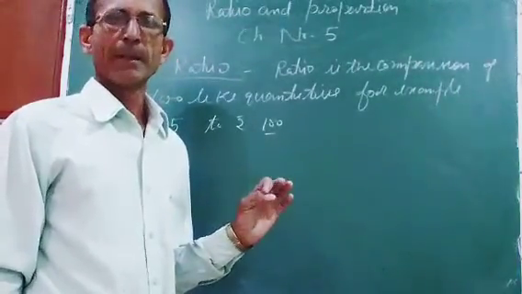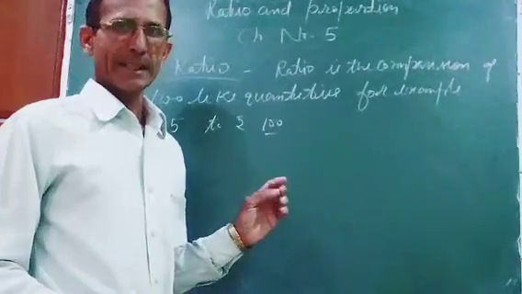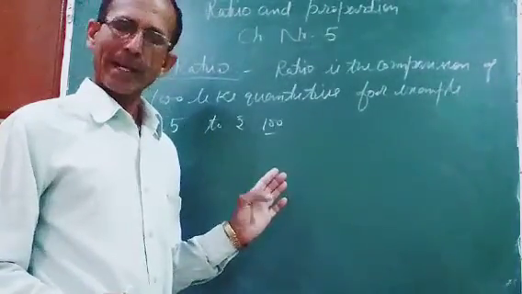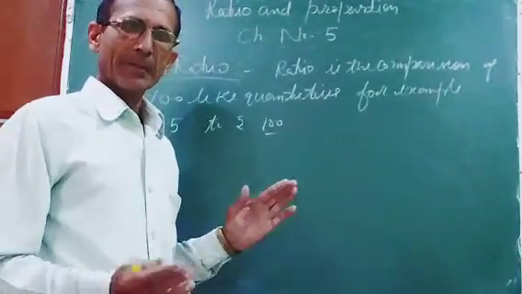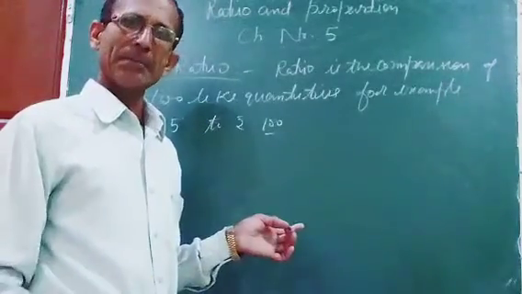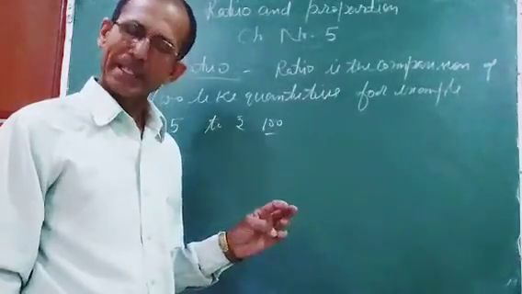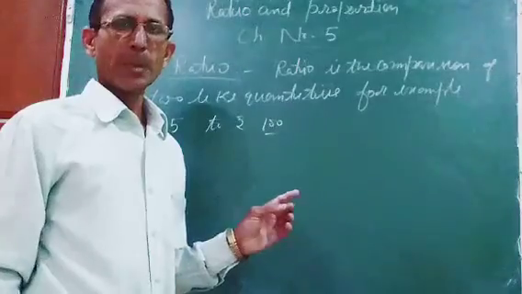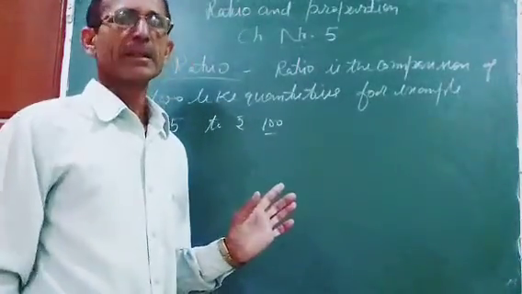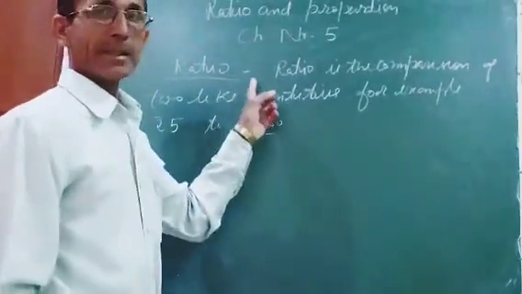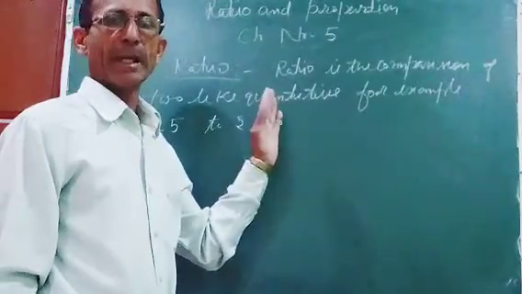This doesn't matter. Suppose two students are there. One student's height is measured in meters and the other student's height is measured in centimeters. So first of all, convert into the same unit. So this is the definition of a ratio.